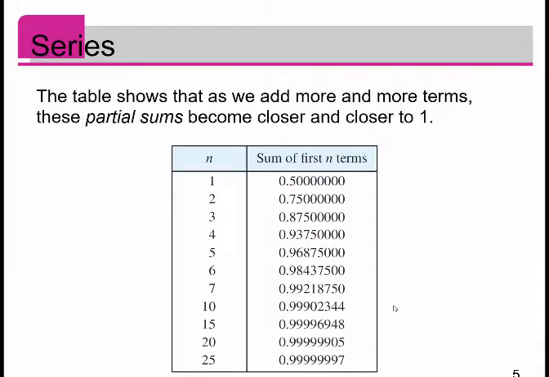All right, so the table here shows that as we add more and more terms, these partial sums, as I'll call them, become closer to 1. So that's the sum of the first n terms. As we sum one term, we only get 1/2, then after we sum the first 3 terms, the first 4 terms, and as you can see, by the time we sum the first 25 terms, it's like 0.9999999 and so on. We get closer and closer to the value of 1.